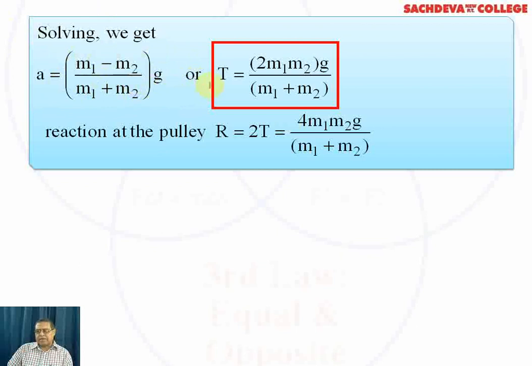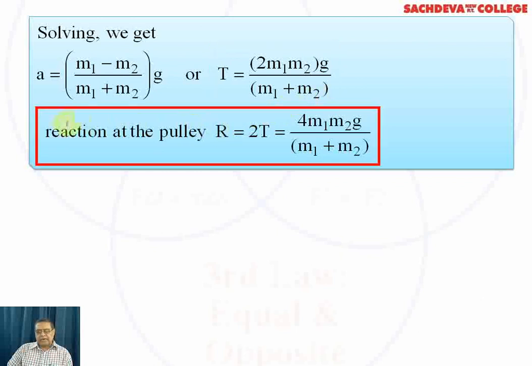Similarly, to find tension, we consider any one of the equations of tension, and we put in the value of a to get the value of tension. That will become 2m1 m2 g over m1 plus m2. The reaction at the pulley, or the tension on the pulley, will be 2T. For tension, we compute the value. The net value will become 4m1 m2 g over m1 plus m2.